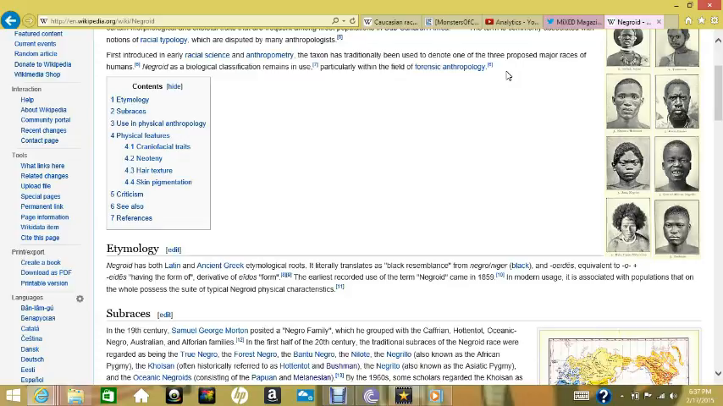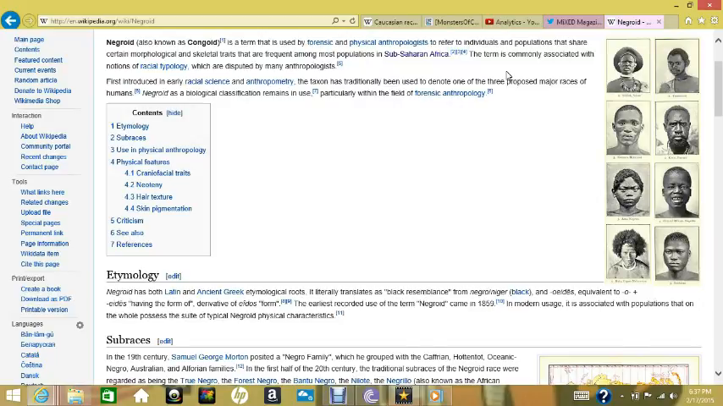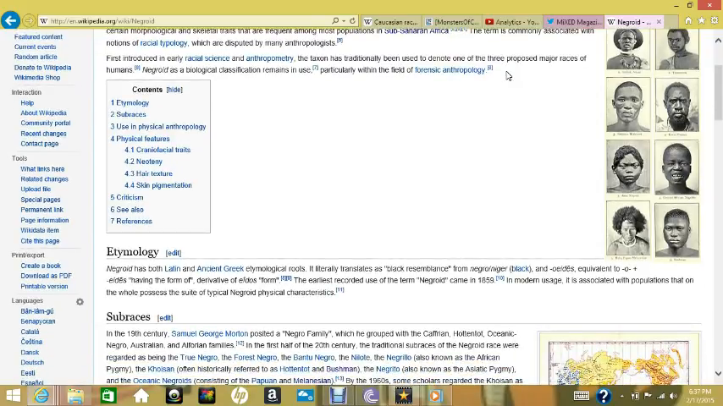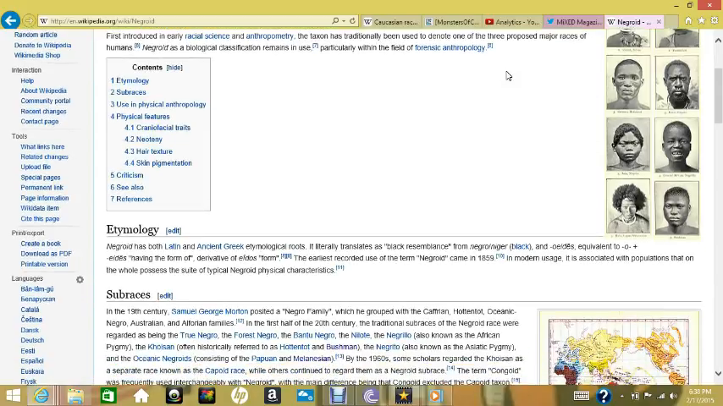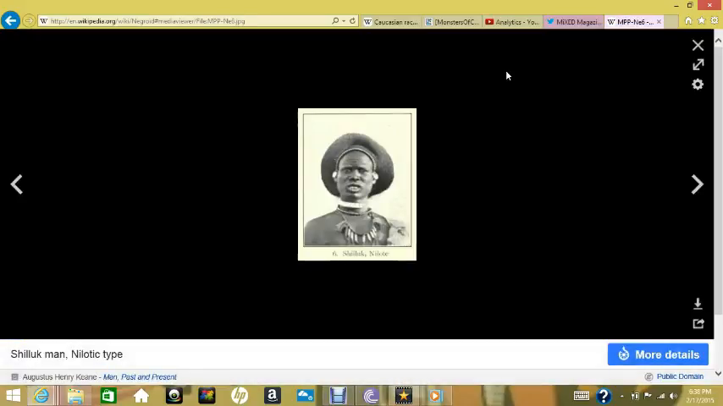It was first introduced in early racial science and craniology. The term has traditionally been used to denote one of the three major races of modern humans. Negroid as a biological classification remains in use, partly within the field of forensic anthropology. You see how black people come from different shades?